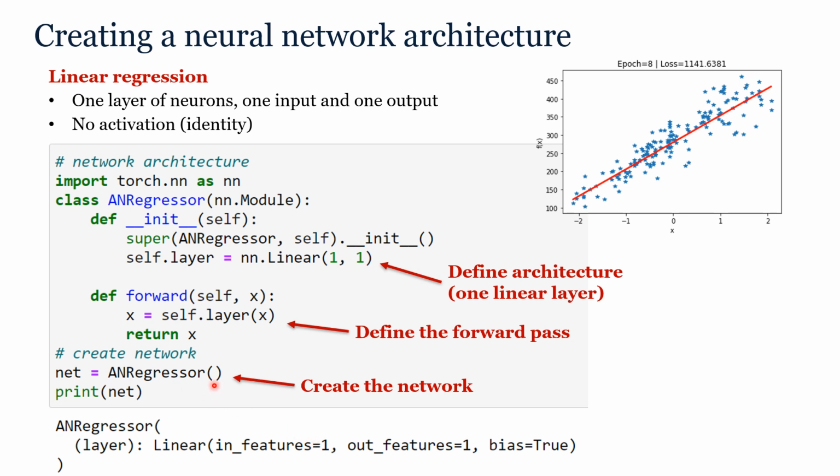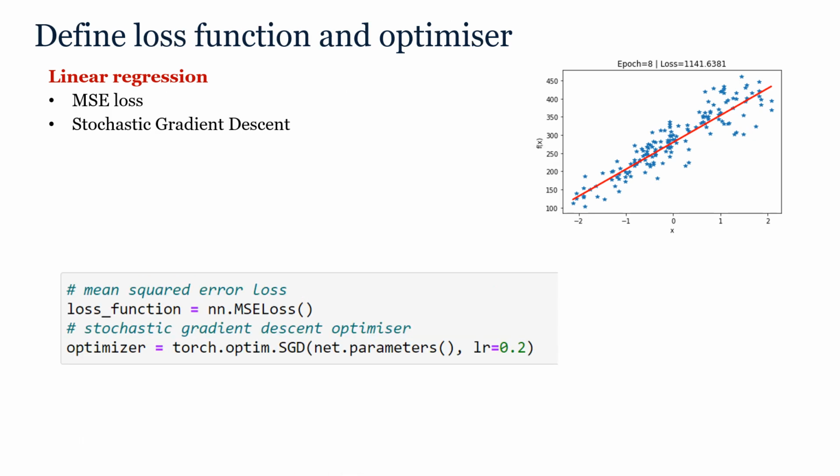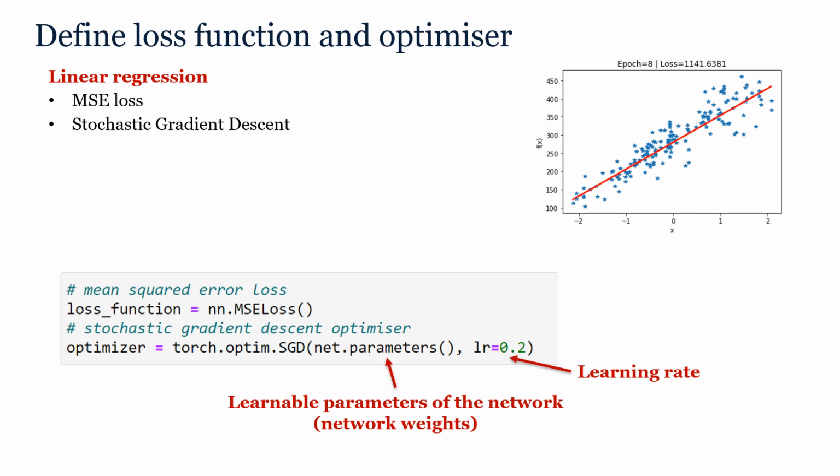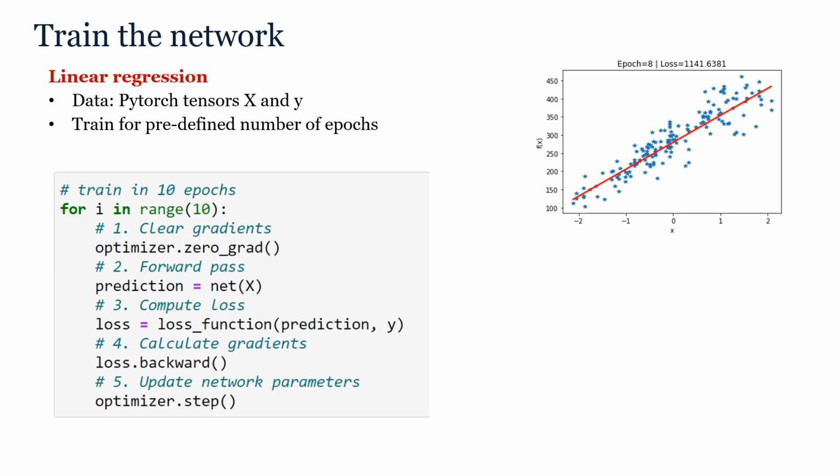Finally, we need to create an instance of the network. Summary of the network architecture is printed here. Next, we need to define how we will fit this network to the dataset. To do that, we select the loss function, in this case, the mean squared error loss. We also select the optimizer, in this case, a stochastic gradient descent. We need to tell the optimizer to optimize the parameters of the network and also set the learning rate. We will train the network for a predefined number of iterations called epochs.